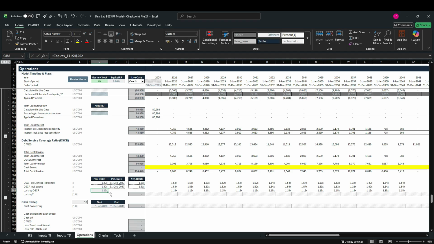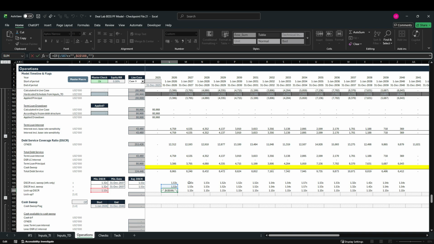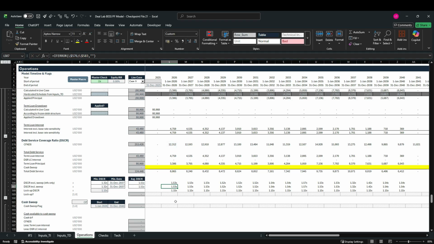So once this lockup here is breached, meaning the DSCR falls below 1.15, then we won't distribute any dividends to the equity investor, but instead start building up cash for any potential cash shortfalls to the lender. And this formula basically says that we only want the lockup DSCR to show up if this DSCR here is active, and our DSCR is only going to show up if there are any values, otherwise we won't see the outputs.